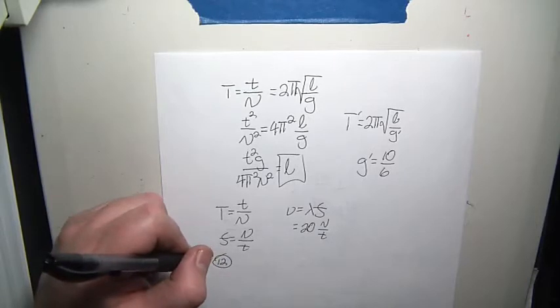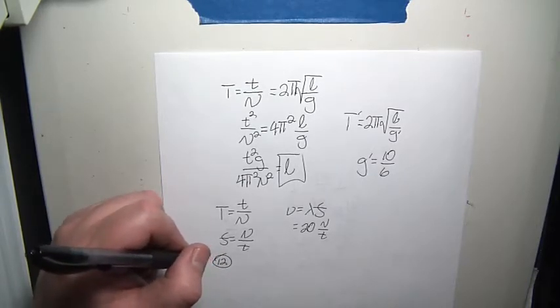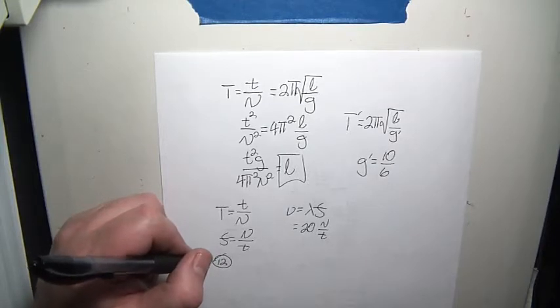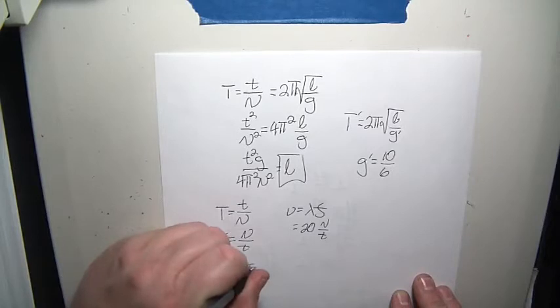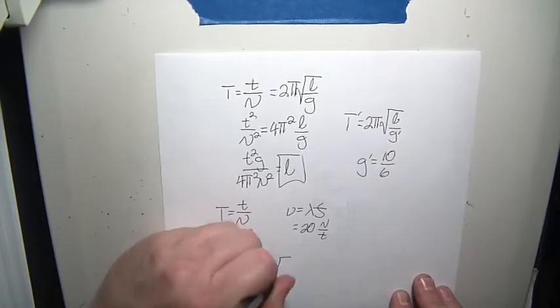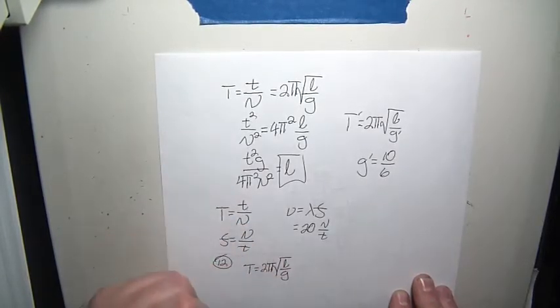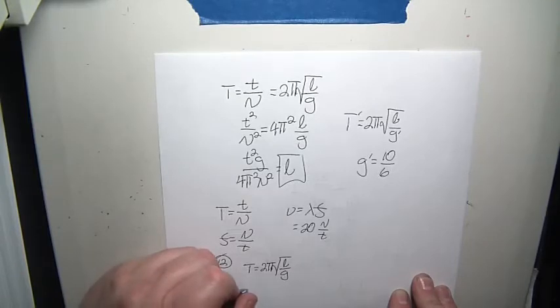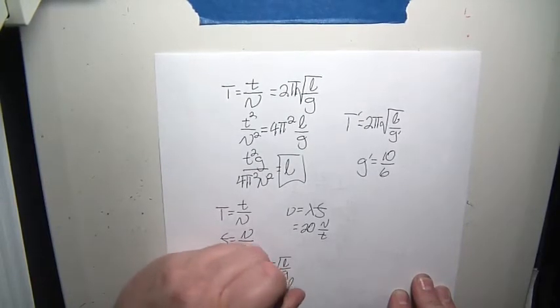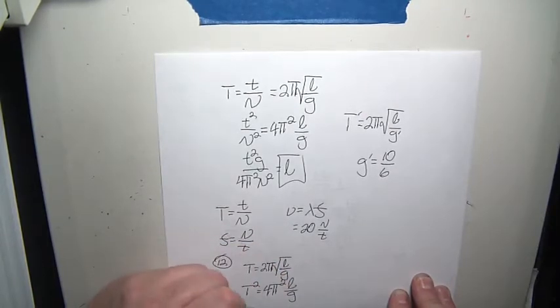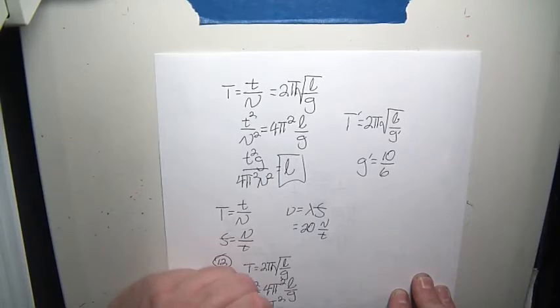A pendulum on Earth has a 2-second period. What is the period of the pendulum if it's moved to the moon? So T is 2 pi square root of L over G. Solve for L. Period squared is 4 pi squared L over G. L is G T squared over 4 pi squared.